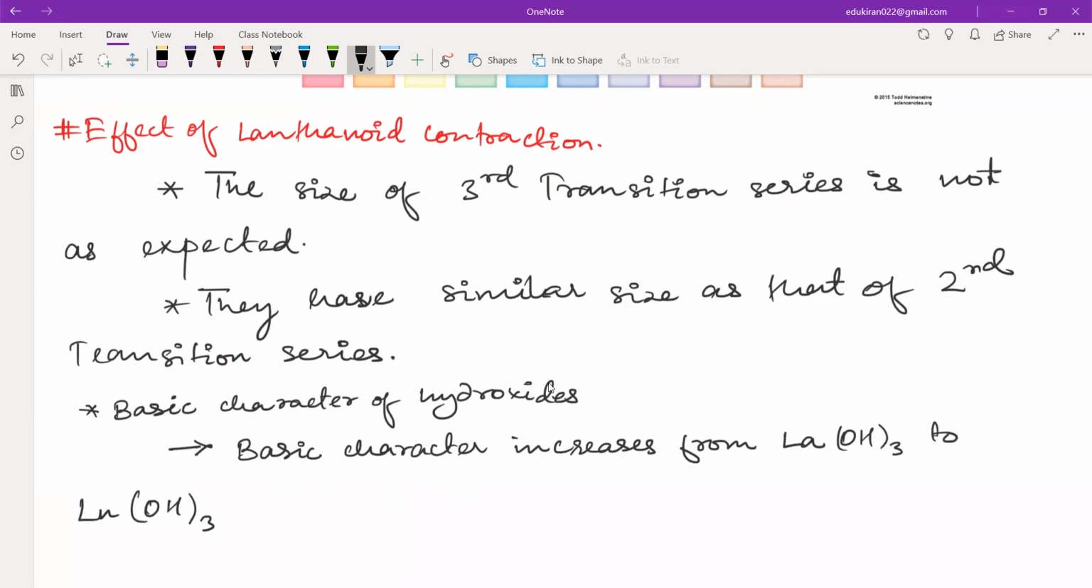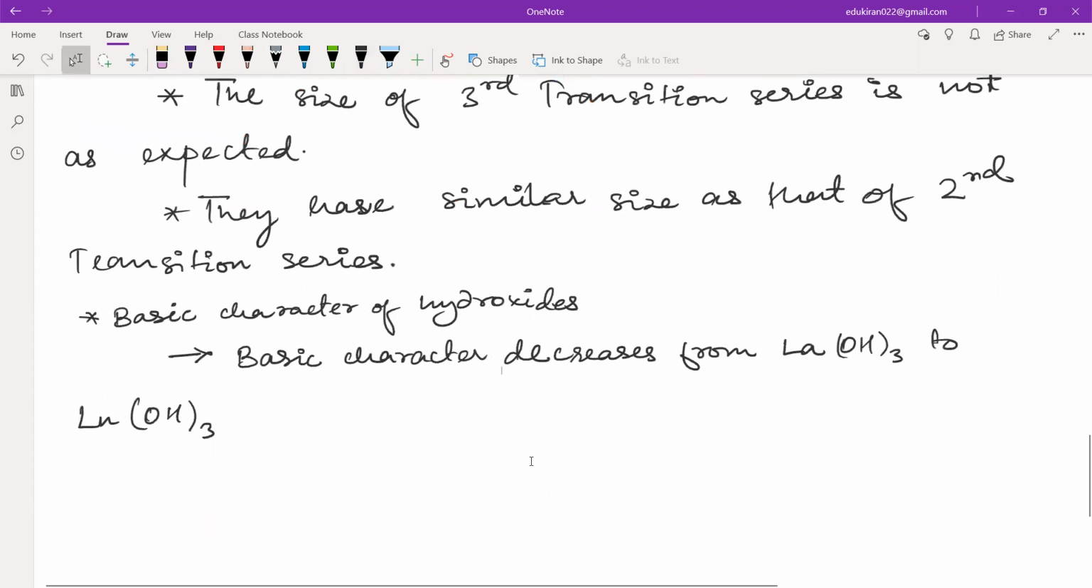From La(OH)3, oh wait a second, sorry. Should have written decreases. Decreases from La(OH)3 to Lu(OH)3, lanthanum to lutetium, it decreases. Okay. Now, why does it decrease? Can anyone comment? What does it have to do with science?